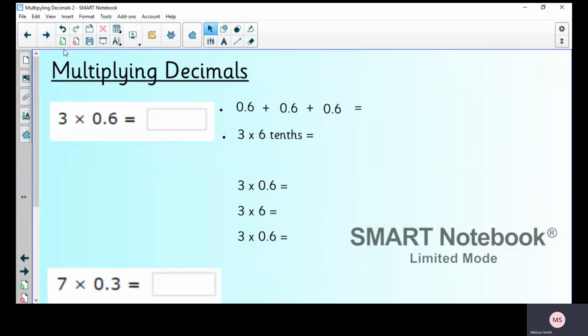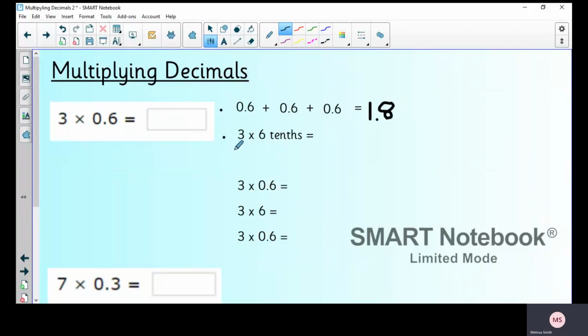So we're continuing with multiplying decimals, introducing another method that you could use and refreshing the methods from yesterday. So we've got 3 times 0.6. Now, the first method from yesterday that we're looking at is the repeated addition. 0.6 and 0.6 and 0.6 is the same as saying 3 times 0.6. What would that be? Well, that would be 1.8.